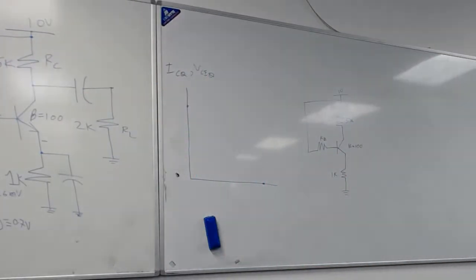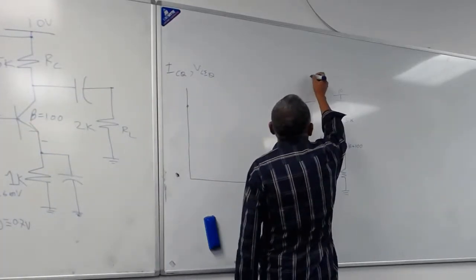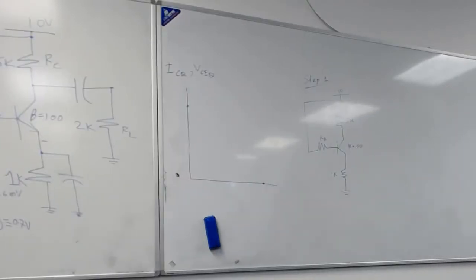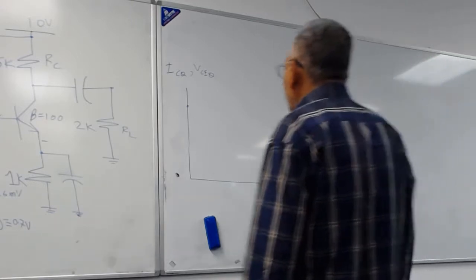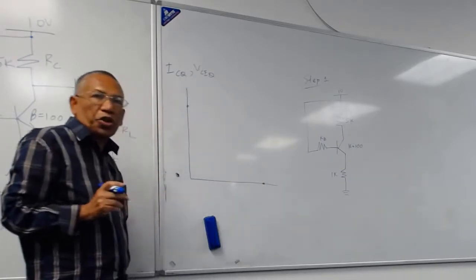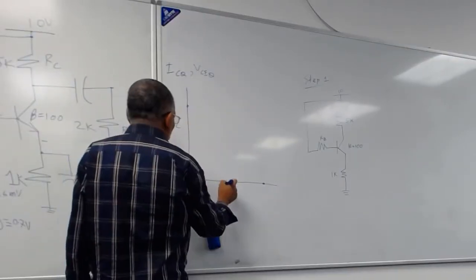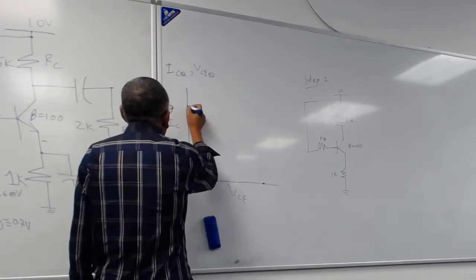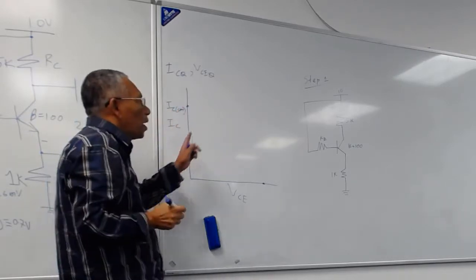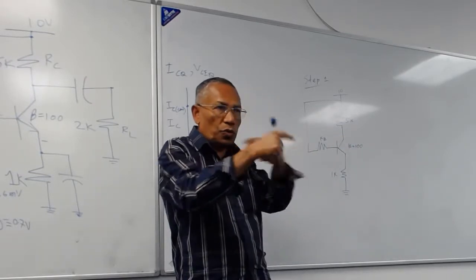So after you build your DC equivalent circuit, this is step one. Once you have built your DC equivalent circuit, you find your two extreme points on the current versus voltage plot. So you have your IC here, your VC here. The next question is, what is IC sat? That means, what is the maximum current that will flow when your transistor is switched on?